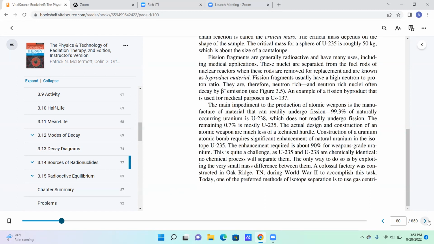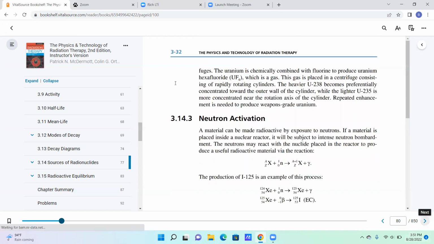And one of the preferred methods today is to use gas centrifuges. Uranium is chemically combined with fluorine to produce uranium hexafluoride, which is a gas. The gas is placed in a centrifuge consisting of rapidly rotating cylinders. The heavier U-238 becomes preferentially concentrated towards the outer wall, whereas the lighter U-235 is more concentrated near the rotation axis of the cylinder. So repeated enhancement is needed to produce weapons-grade uranium.